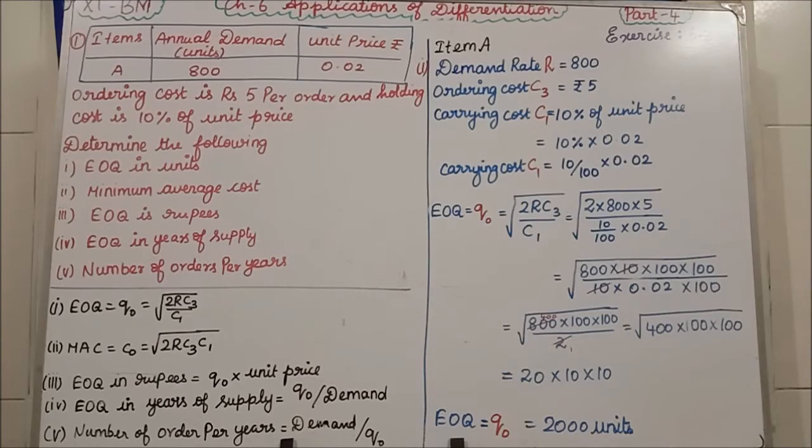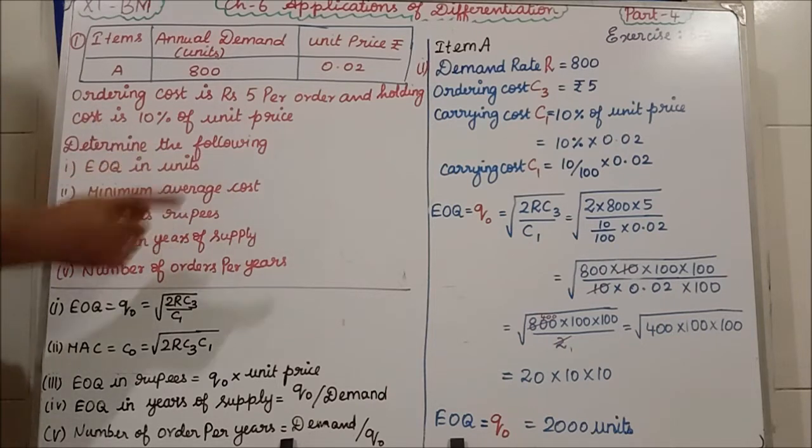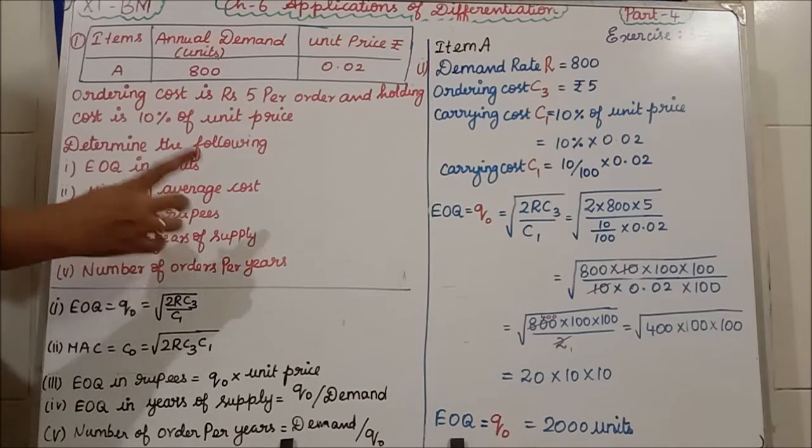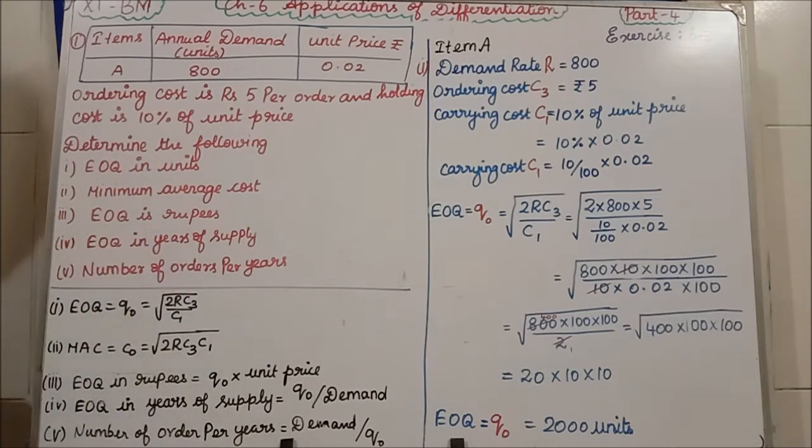Exercise 6.3. Now we are going to see the first question. In the first question you have 3 subdivisions. I am going to do the first subdivision. In the same model you are going to do the remaining 2 subdivisions as homework. Students, in this first question they are asking to find 5 values: EOQ in units, minimum average cost, EOQ in rupees, EOQ in years of supply, and number of orders per year. We have to calculate all 5.